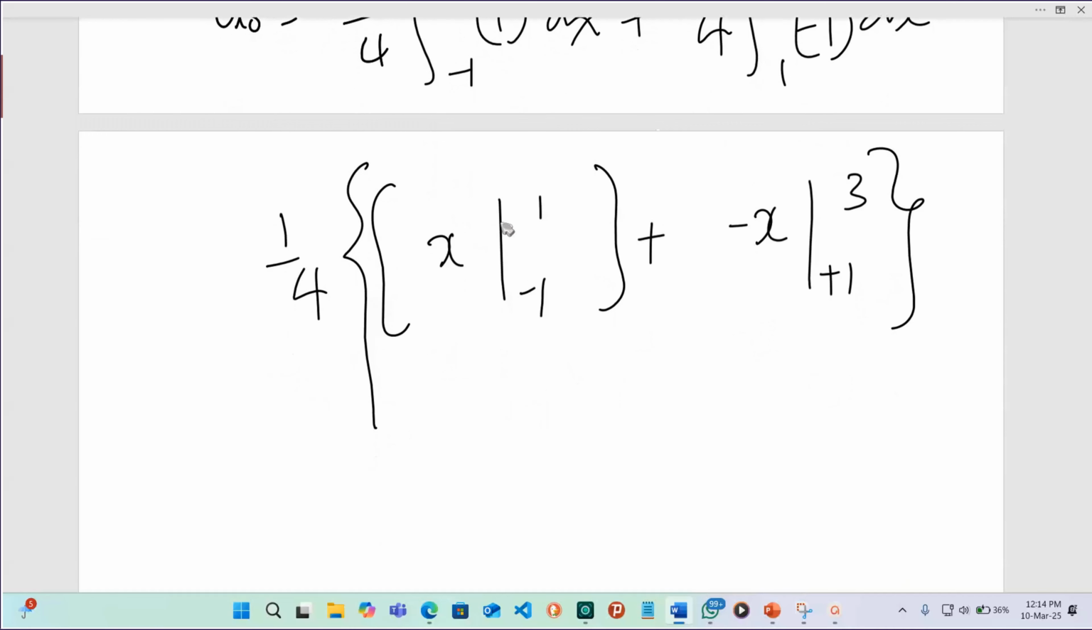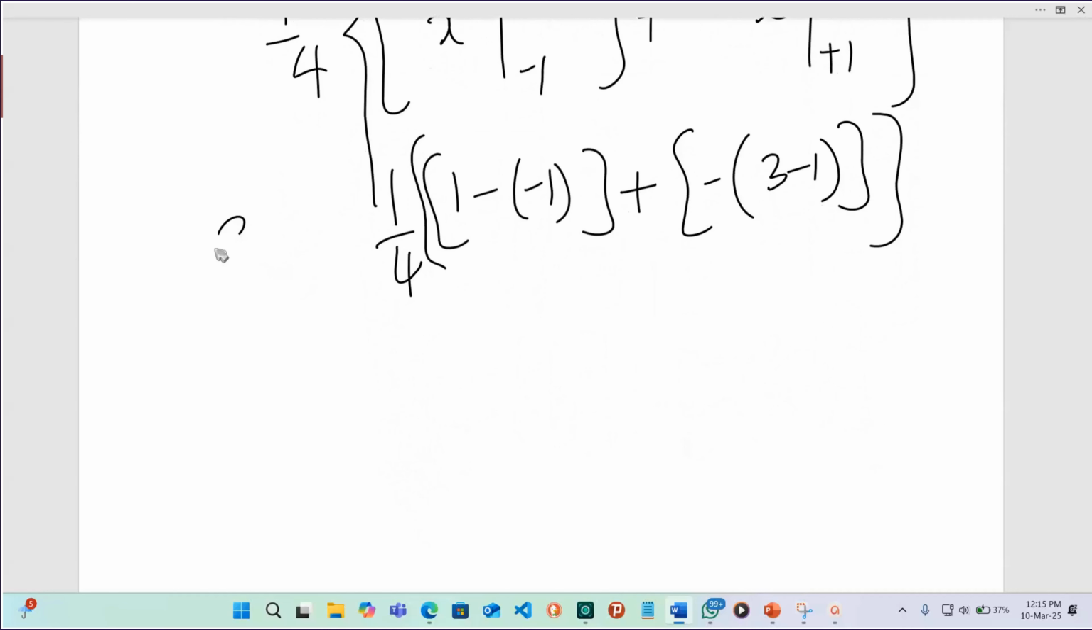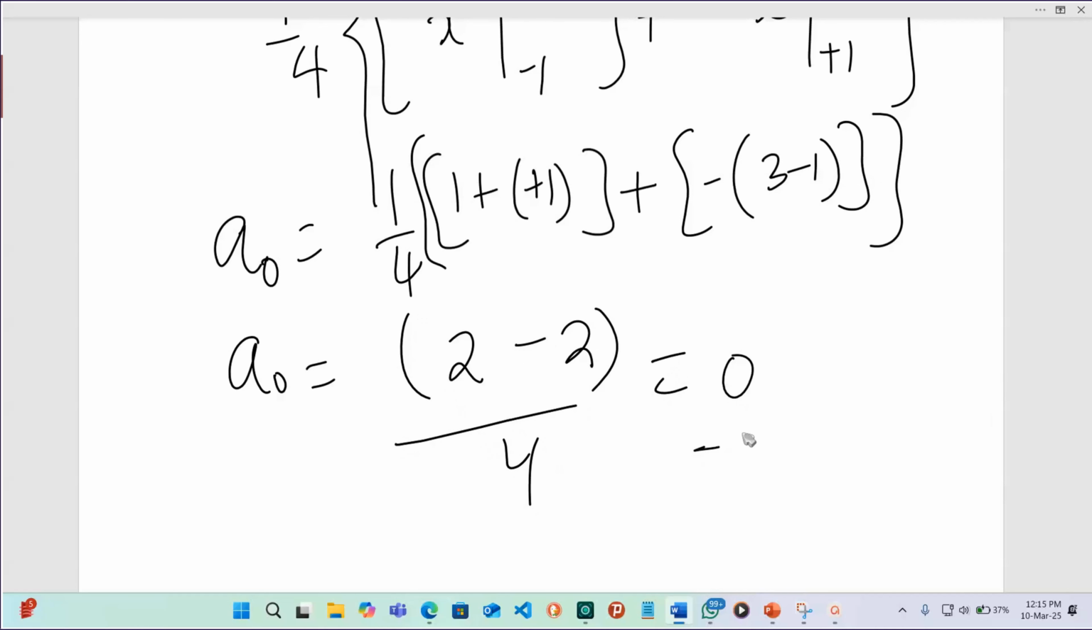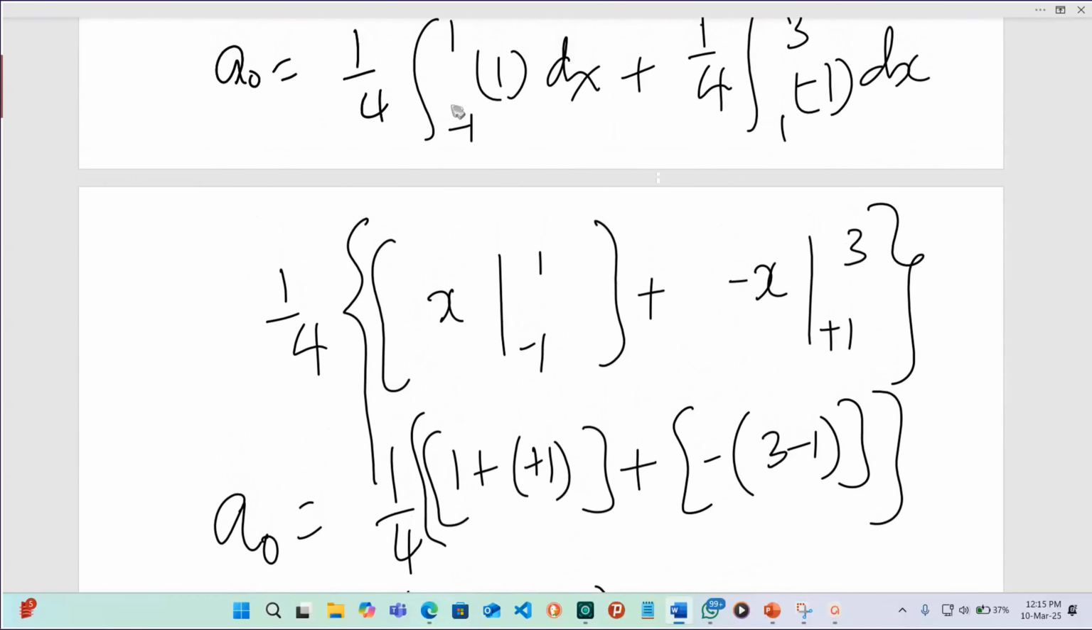So let's compute this. This becomes 1 minus 1. Then plus, this is a negative outside, so we are going to have 3 minus 1, and then everything over 4. So this is a naught. So a naught will be, this is 2, this and that will go, we have 2. Then this is 2 minus 2, so everything over 4, this becomes 0. So that tells you something about this function.